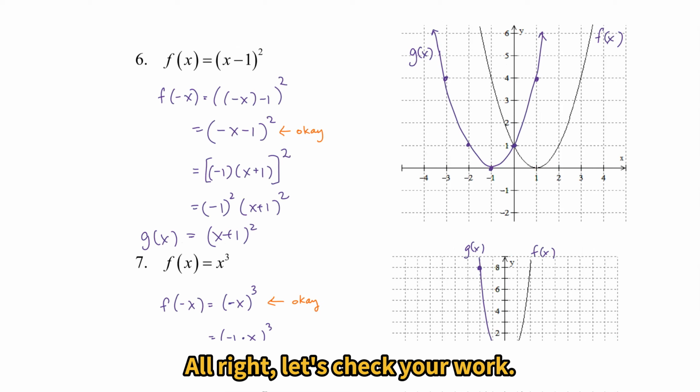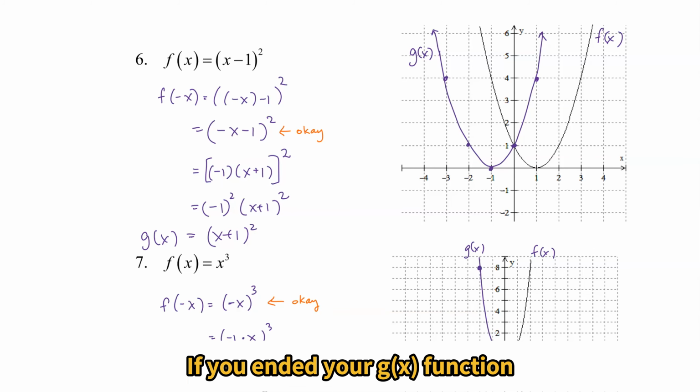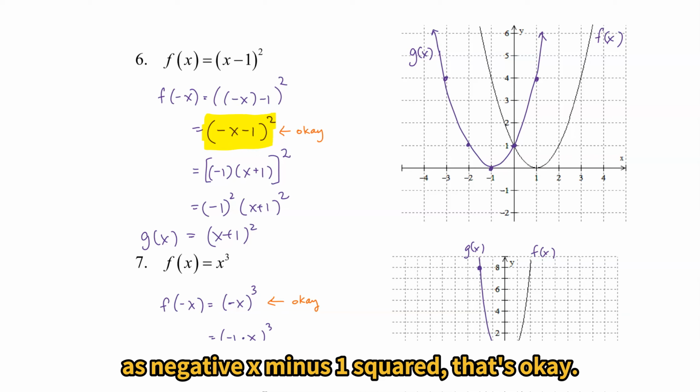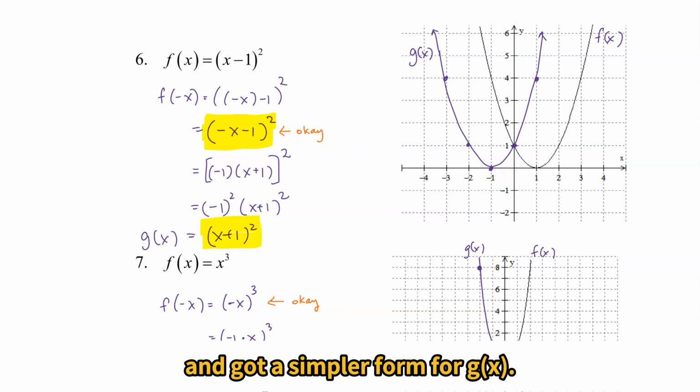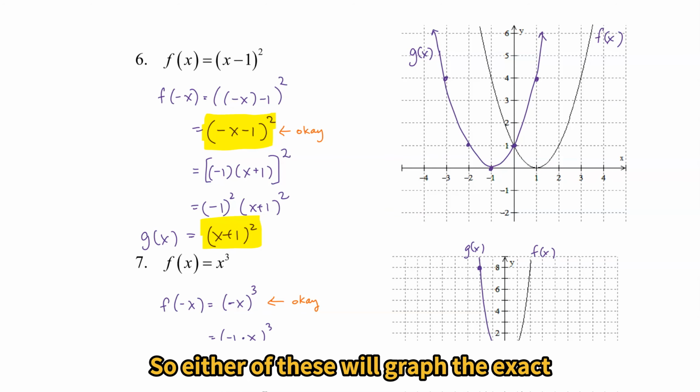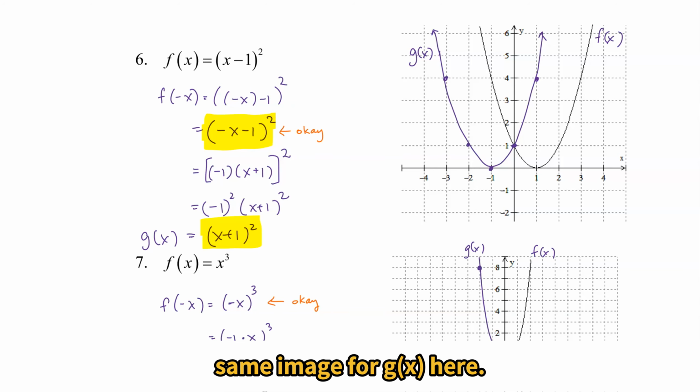Alright, let's check your work. If you ended your g of x function as negative x, quantity, minus 1, squared, that's okay. I did a little bit of algebra here and got a simpler form for g of x. So either of these will graph the exact same image for g of x here.